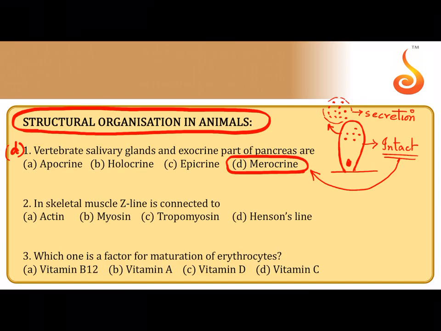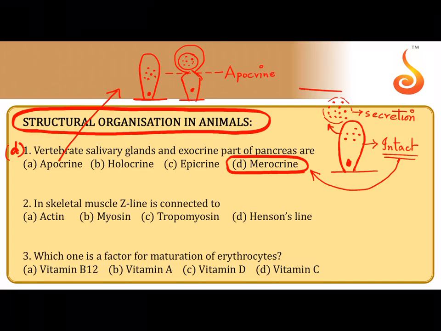And what if the secretion... so apocrine, what is apocrine? Now let me show it for you here. For example, this is a cell which is producing some kind of secretion. Along with the secretion, notice what happens here. A portion of the cell is also pinched off. So what is happening here? A part of the cell is getting pinched off along with the secretion. That means a part of the cell is damaged. So this kind of gland is called apocrine.